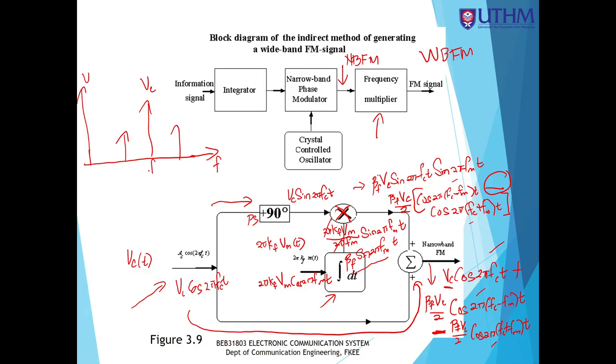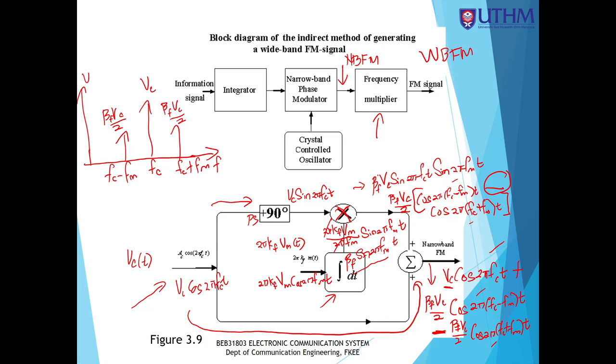So VC at frequency FC, and then you see that at the lower frequency FC minus FM, the amplitude is beta F VC over 2. And for the upper frequency, FC plus FM, the amplitude is beta F VC over 2.